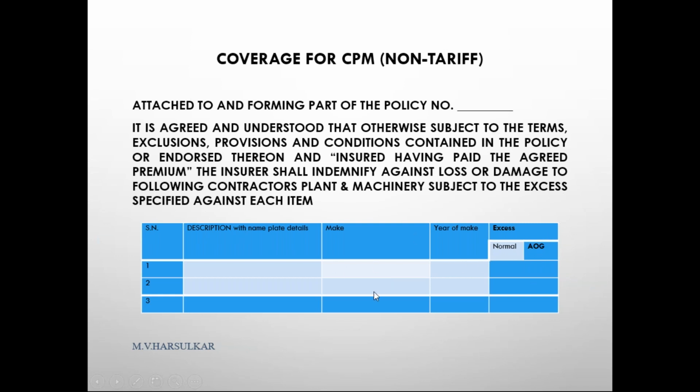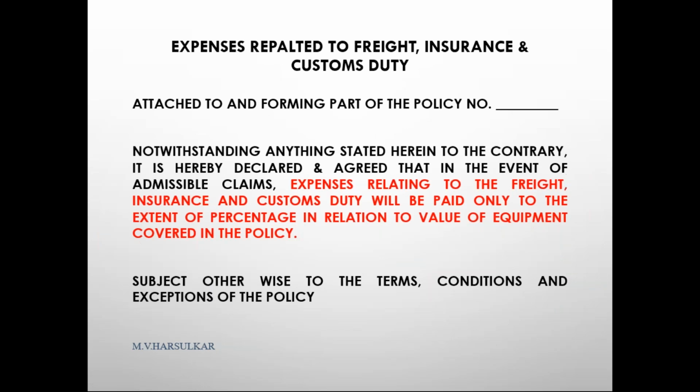So 25 lakhs is allowed. 25 lakhs premium is collected, and then the policy shows 25 lakhs without this list. Maybe you have come across such a situation a number of times, but this is very much required. If a tariff endorsement is there, it should be attached to the policy.